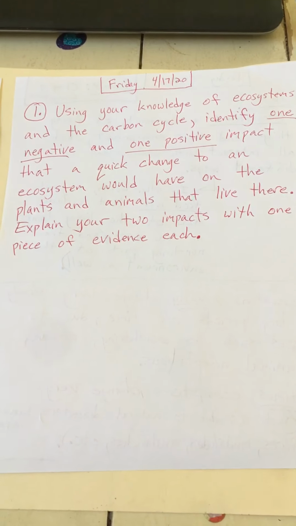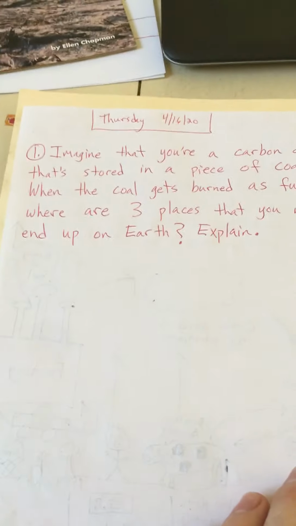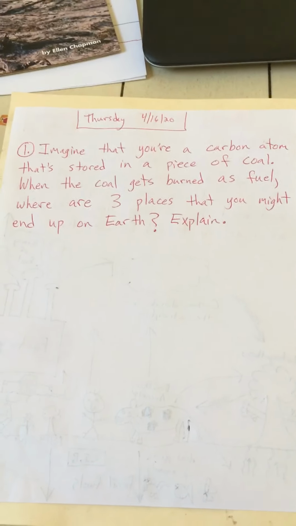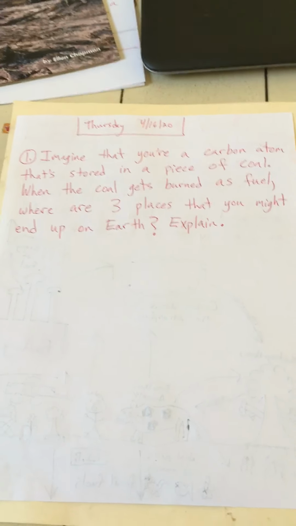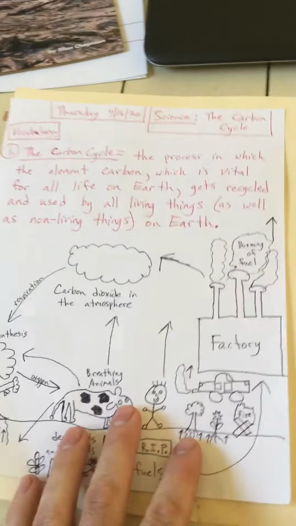All right, so here's the question I asked you yesterday after we learned about the carbon cycle. It says, imagine that you're a carbon atom that's stored in a piece of coal. When the coal gets burned as fuel, where are three places that you might end up on Earth? Explain. So there are many correct answers to this problem.